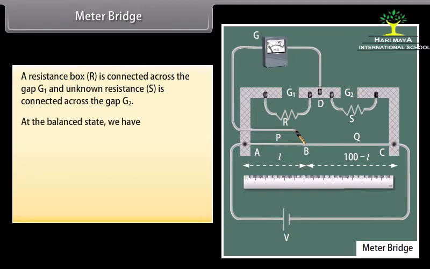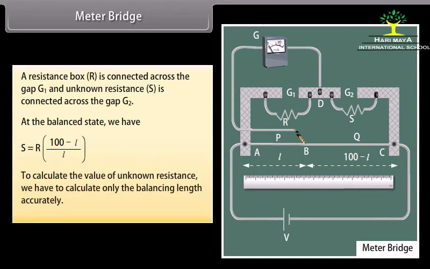At the balanced state, we have S is equal to R times (100 minus L) upon L. To calculate the value of unknown resistance, we have to calculate only the balancing length accurately.